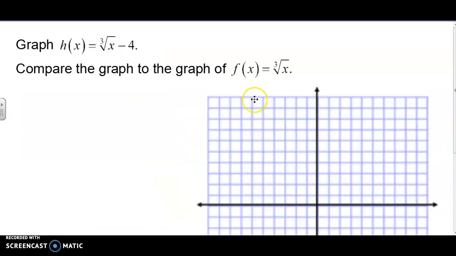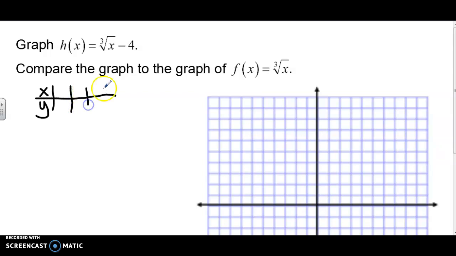So the first one we'll look at here, it says graph h of x equals the cube root of x minus 4 and compare the graph to the graph of f of x equals the cube root of x. So the first thing we're going to need to do is, well, since the domain's all real numbers, we're just going to make ourselves a table here. Just make the smaller x values. That'll fit. So let's look at our perfect cubes here.